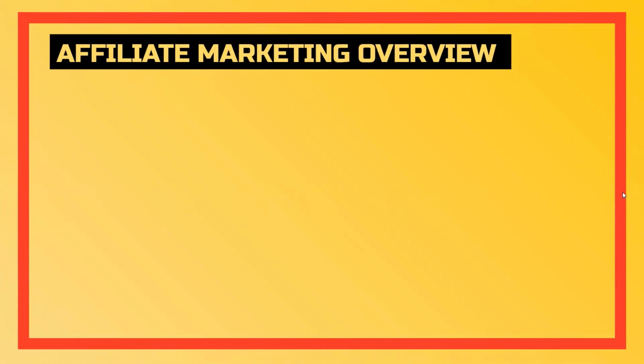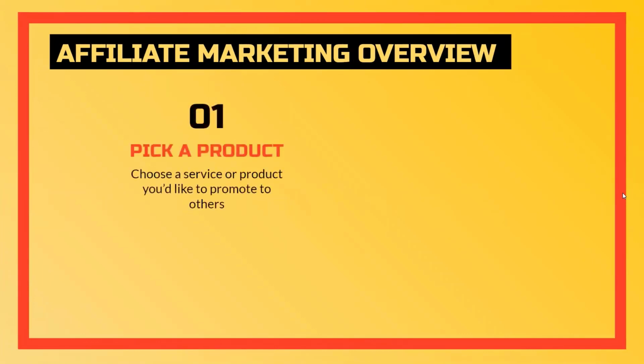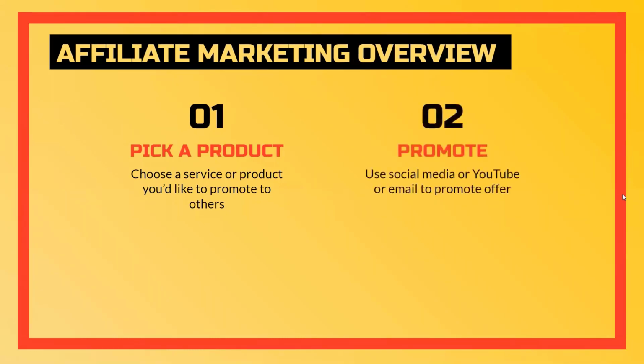The process looks like this. First, you find an offer to promote. Today, we're going to talk about using Clickbank to find offers. We're going to talk more about that in a minute. Then you're going to promote the offer. This is typically done by sending traffic to an opt-in page to explain the offer, give them something for free, and collect the email address for further email marketing later on.